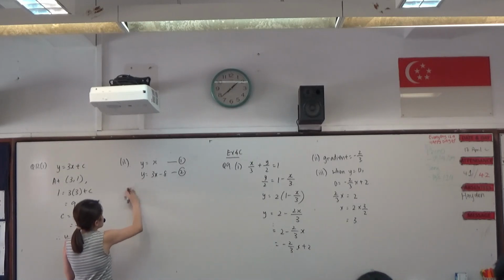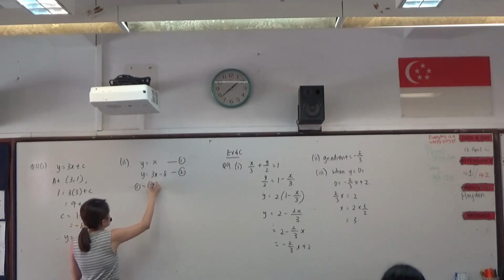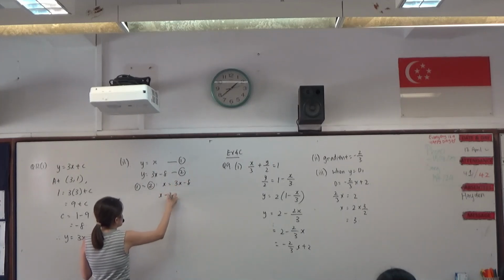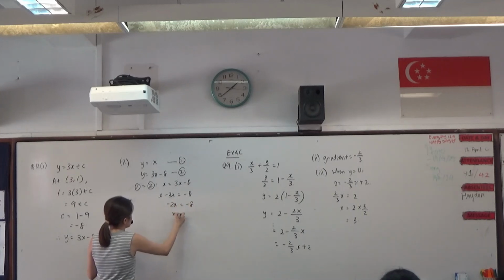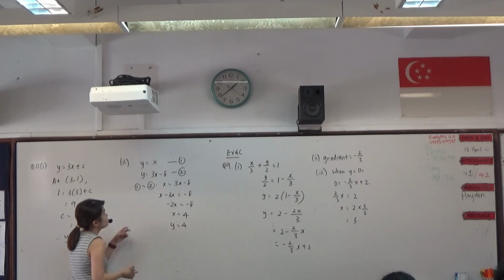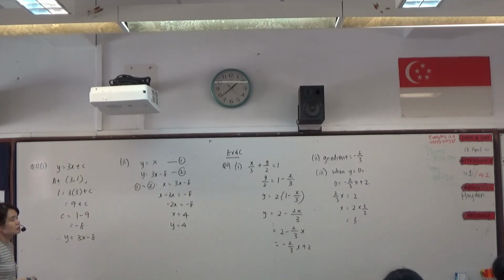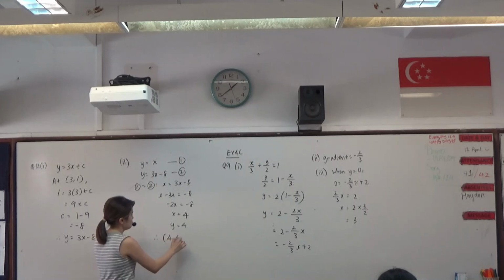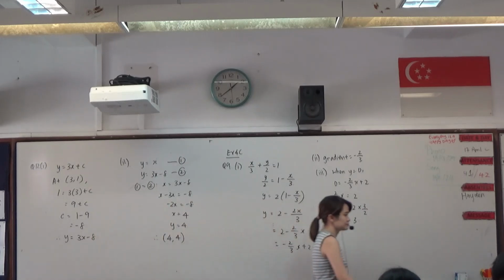Okay, so x equals to 3x minus 8. So x is 4, y is also 4, since y equals to x. So the intersection point, we have coordinates 4, 4. Okay.